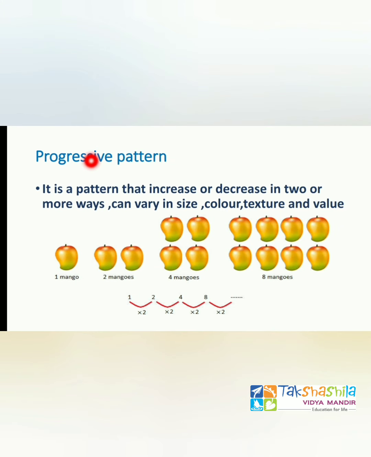Then see the progressive pattern here. It is a pattern that increases or decreases in 2 or more ways. It can vary in size, color, texture and value. See the first one, it is 1 mango, then 2 mangoes, then 4 mangoes, then 8 mangoes. It is gradually increasing, right? So progressive is nothing but gradually increasing. It is called a progressive pattern.